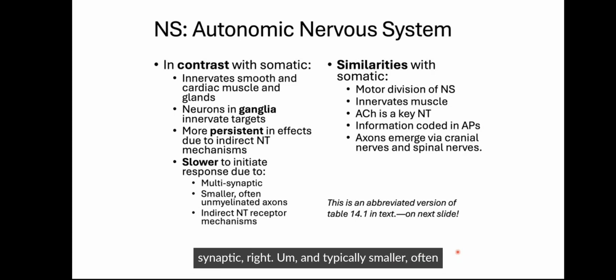And typically smaller, often unmyelinated axons. Remember, if you don't have myelin in your axons, you're going to end up doing what's called continuous conduction. And continuous conduction is very slow, right? You're not skipping over large areas. You're going through every area of the membrane.